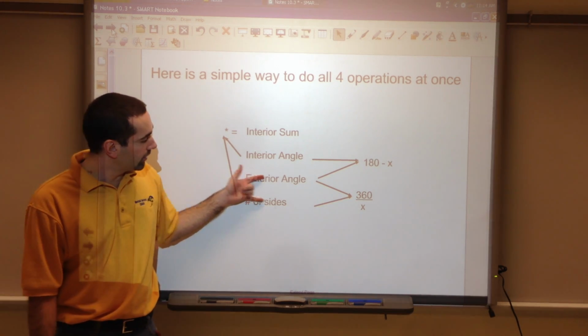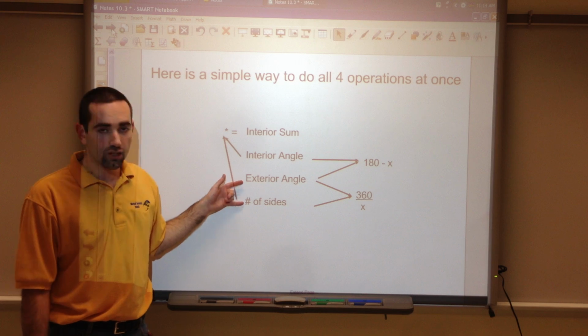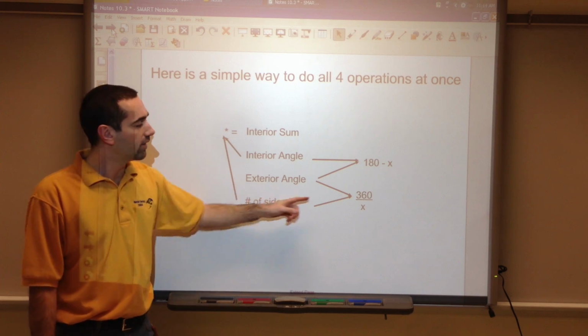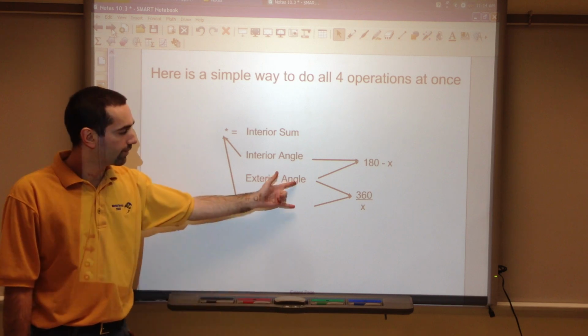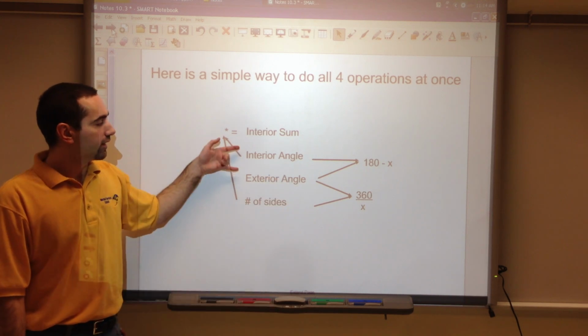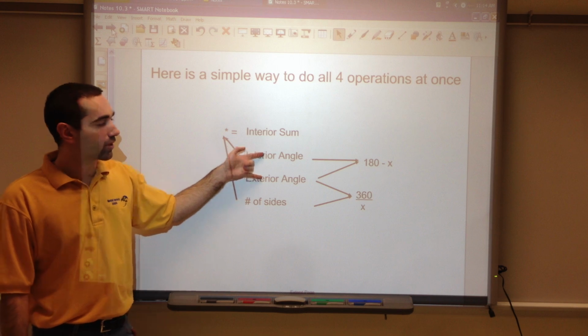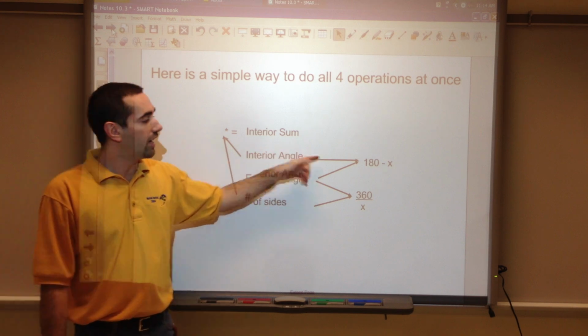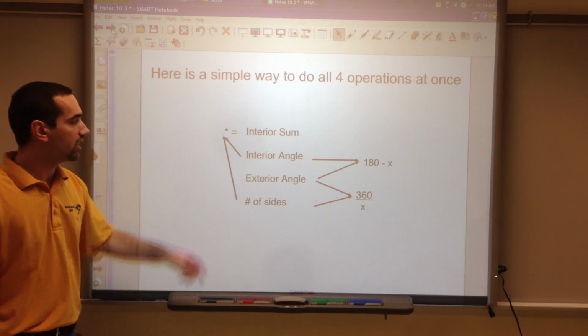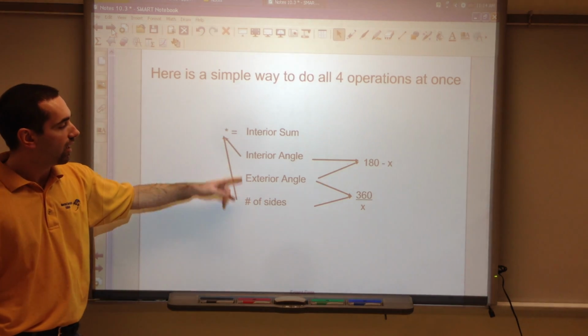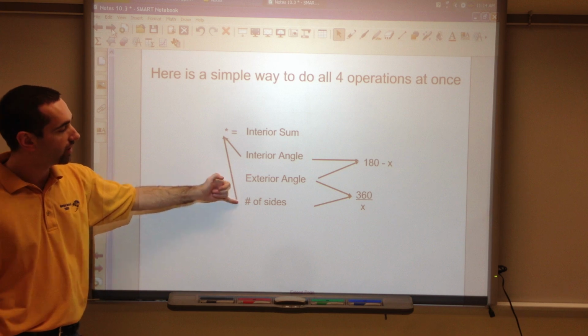There's a relationship between the exterior angle and number of sides. Regardless which one I have, I do 360 divided by it, it gives me the other. Interior and exterior have a relationship. Regardless which one I have, I do 180 minus that, and it gives me the other. To find the interior sum, I multiply the interior angle and the number of sides.